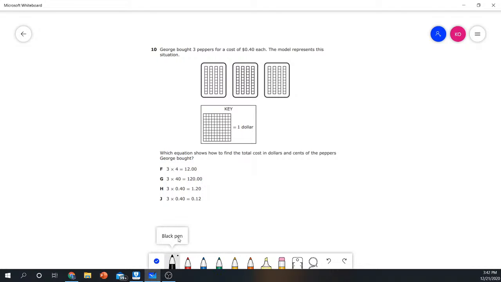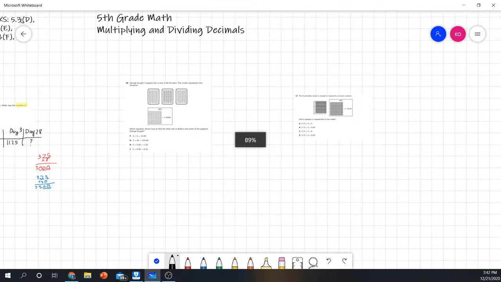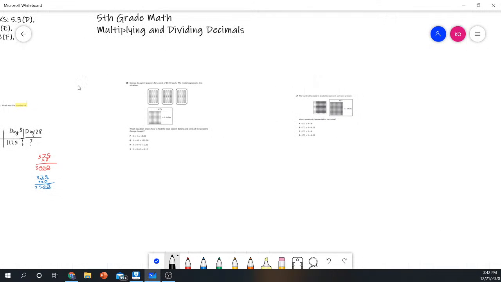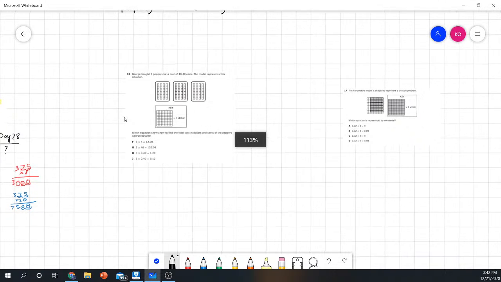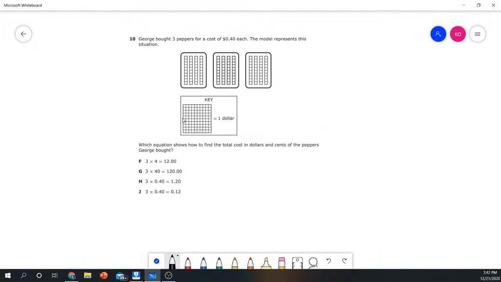Alright, so this is representing TEK number 5.3D. So let's read the problem, and as we read, let's highlight any key information.